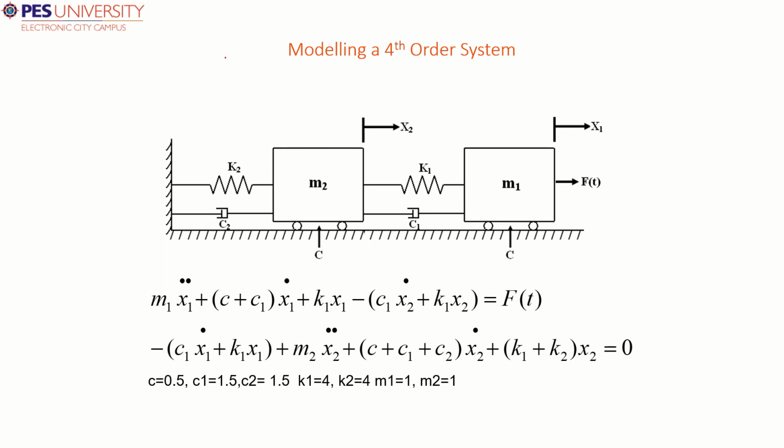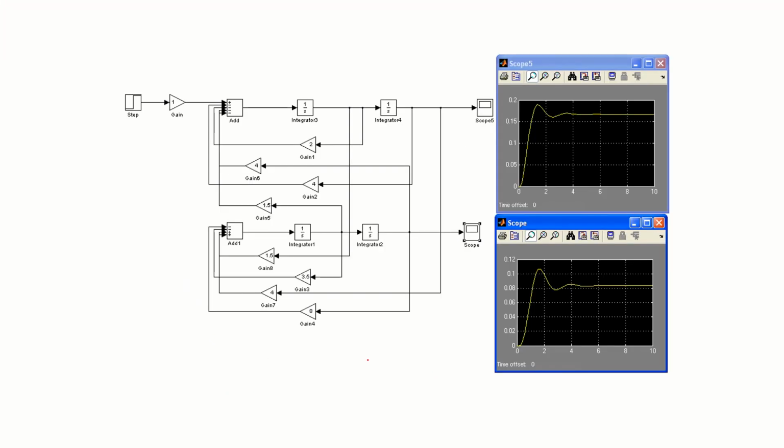Suppose you have a fourth order system. Here you have M1, M2, and I have taught you how to get the transfer function of such systems. Correct? This is equation 1 connected with mass M1. This equation is connected with mass M2. Then I have given values for M1, M2, C1, C2, K1, K2 and all that. Then I have created a Simulink model.